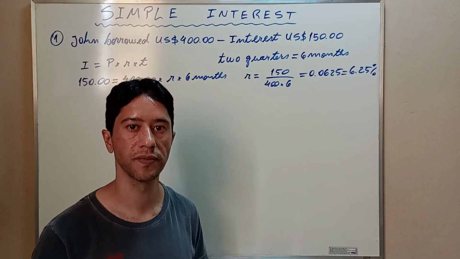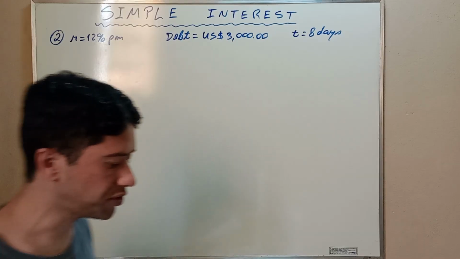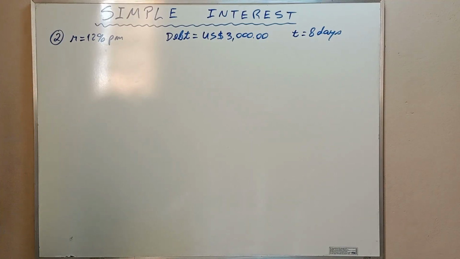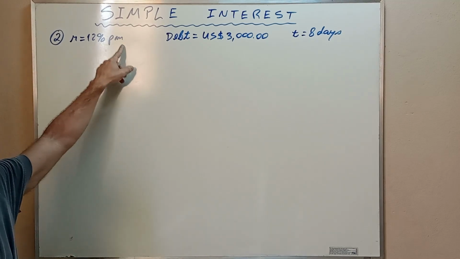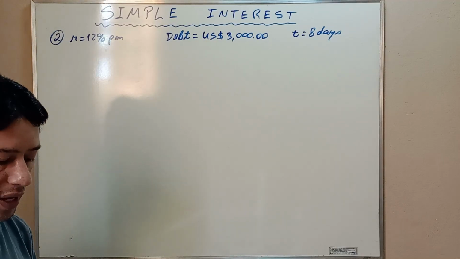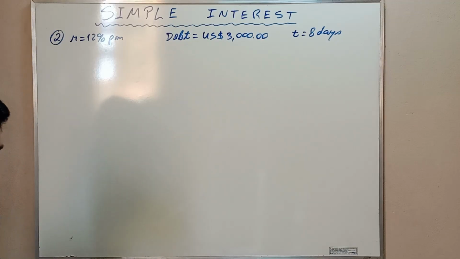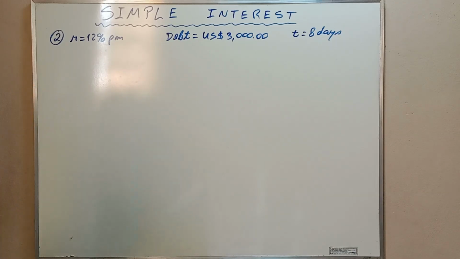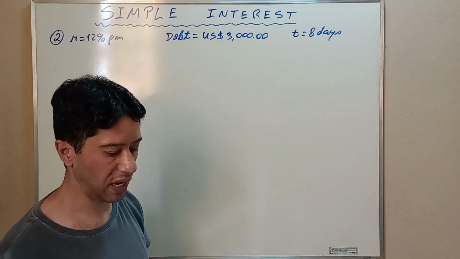Alright, my friends, this is the first exercise. Let's go to the next. Question number 2, my friends. A debt incurs a monthly interest rate of 12% if not paid by the due date. 12% per month. For payments made less than 1 month late, the debt is calculated using the simple interest method. Assuming a business month of 30 days, if the debt amount was $3,000 on the due date, how much must be paid if settled 8 days late?